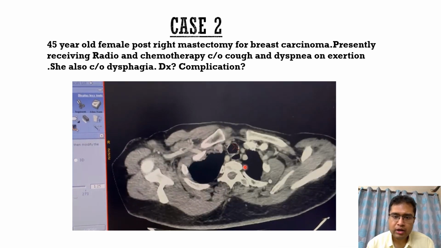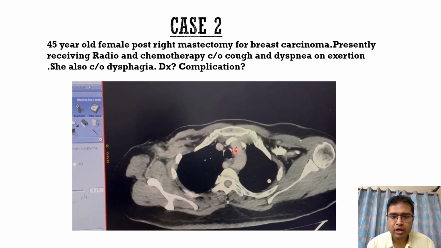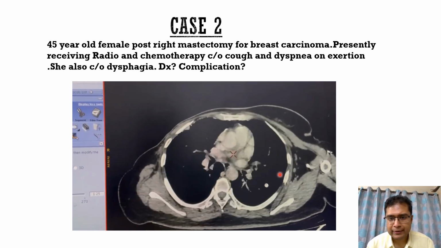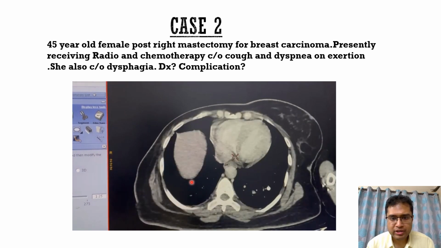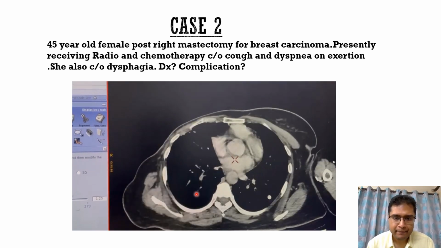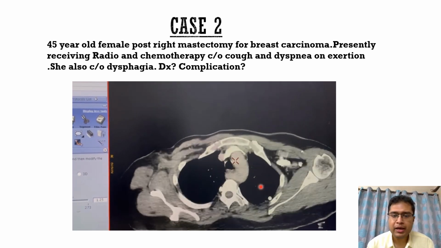This is the post contrast mediastinal window. I'm scrolling from cranial to caudal direction. We look at these opacities, these are non-enhancing. Along with some fibrotic changes, these opacities are actually not enhancing, and there is interlobular septal thickening in bilateral lung fields.